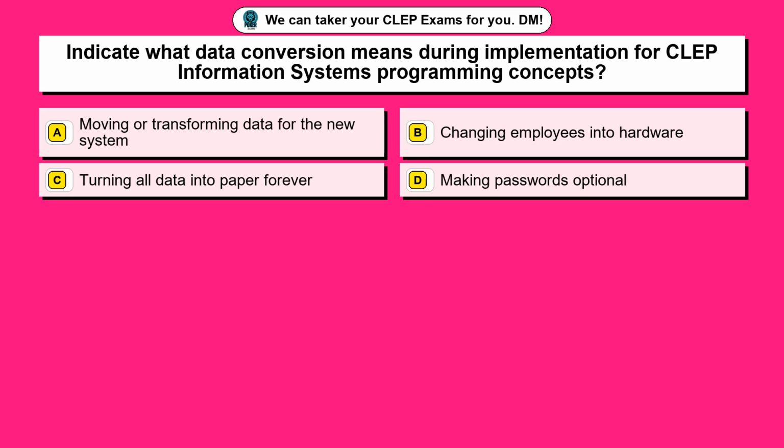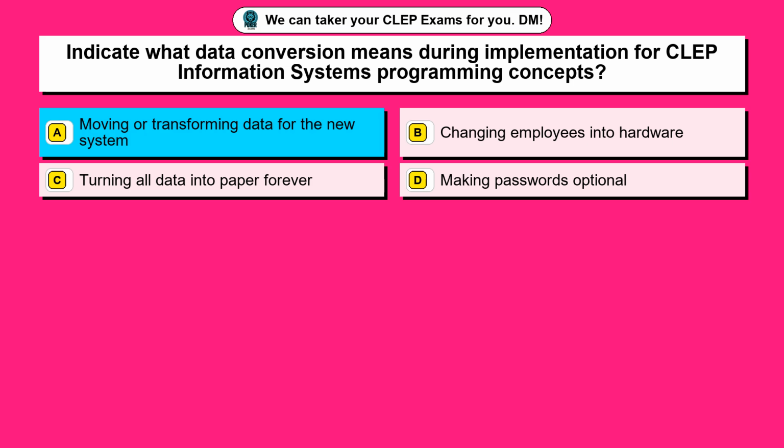Question 75. Indicate what data conversion means during implementation for CLEP Information Systems programming concepts. Option A. Moving or transforming data for the new system. Option B. Changing employees into hardware. Option C. Turning all data into paper forever. Option D. Making passwords optional. The correct answer is option A.